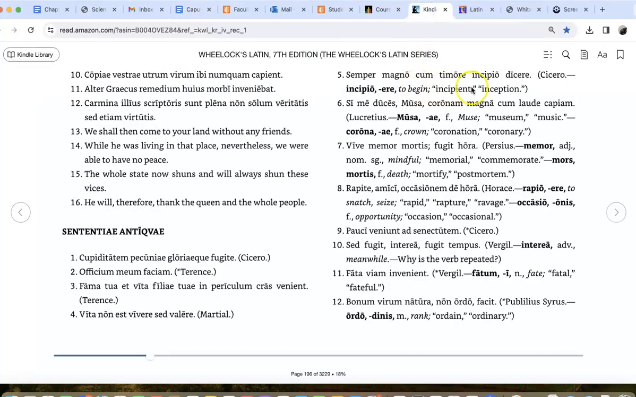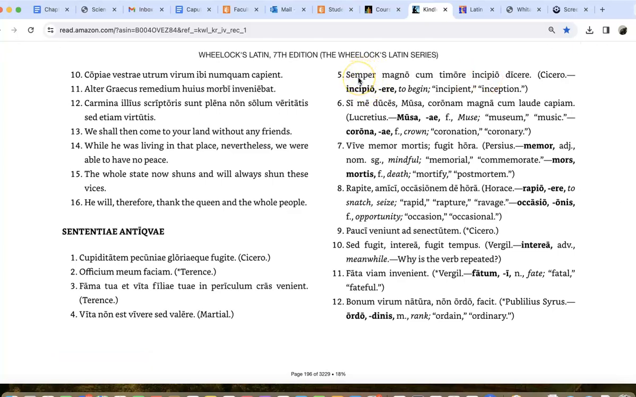So incipio, because it ends in O, that's a verb, and then always, semper, like Semper Fi, the bumper sticker. I always begin, because that's the meaning of the verb, to speak. There's our infinitive, our verbal complement. And then here we have with great fear.